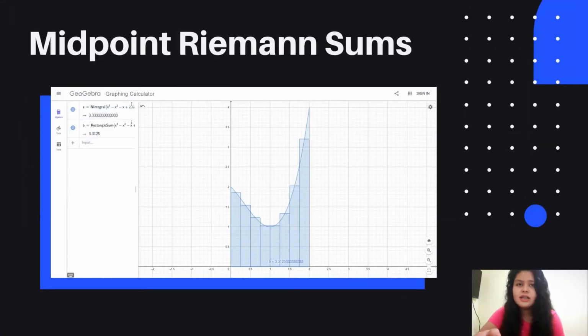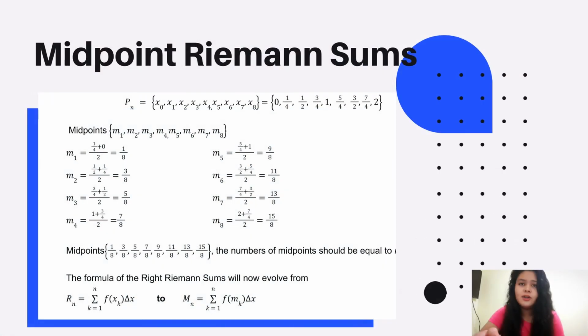We will use midpoint Riemann sums to get the area under the curve of our function f of x equal to x cubed minus x squared minus x plus 2. The first thing we need to do is to get the midpoints. So we will use partition points to identify our midpoints. The partition points we're going to use are 0, 1/4, 1/2, 3/4, 1, 5/4, 3/2, 7/4, and 2.